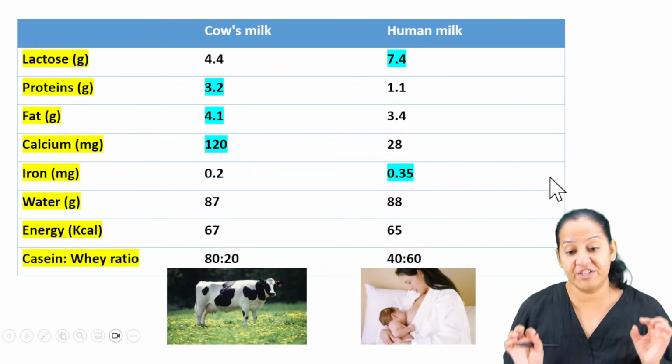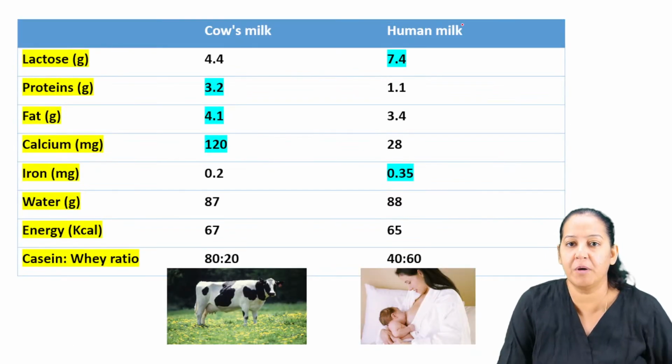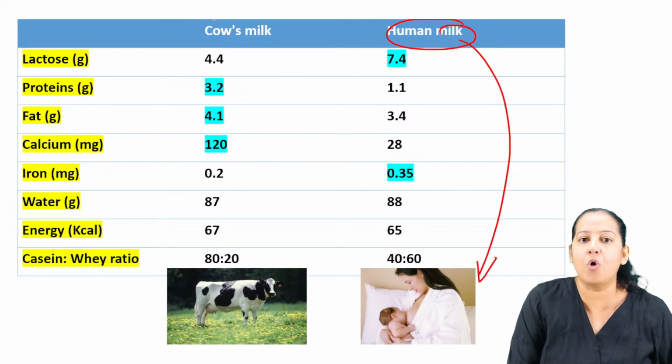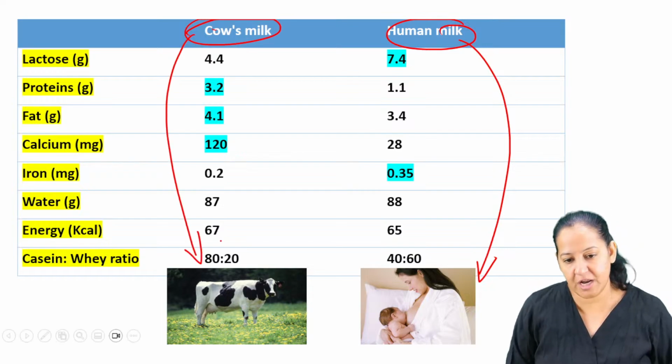Now you tell me which milk is best for the baby. Is it human milk, I mean the breast milk? The breast milk is best, or is it cow's milk? Is it cow's milk which is best? You tell me which milk.